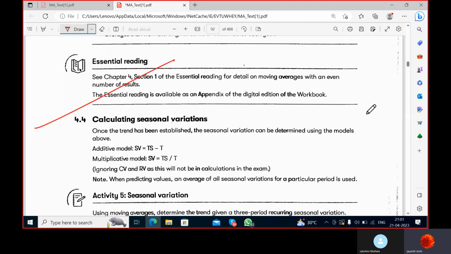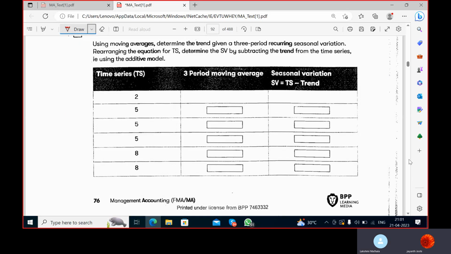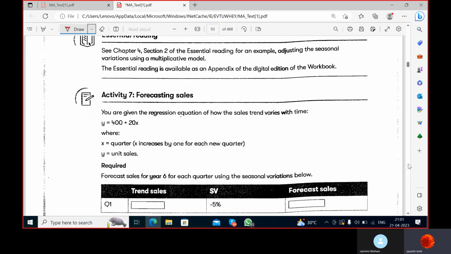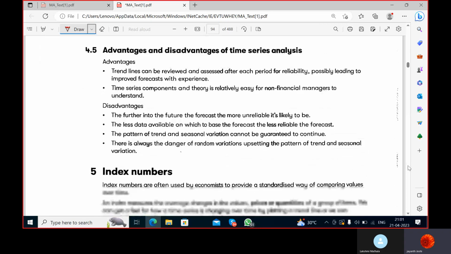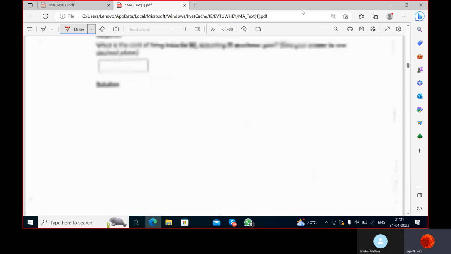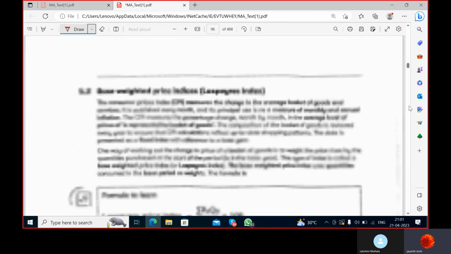We'll start from seasonal variations tomorrow, Hamsika. And then comes the index numbers immediately. Whenever I take the next class, I'll finish this chapter.